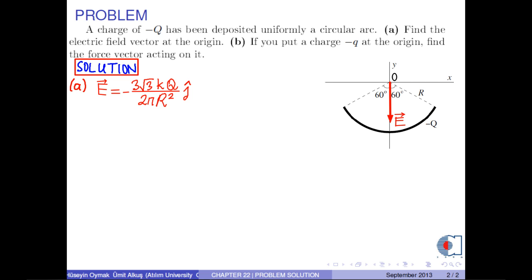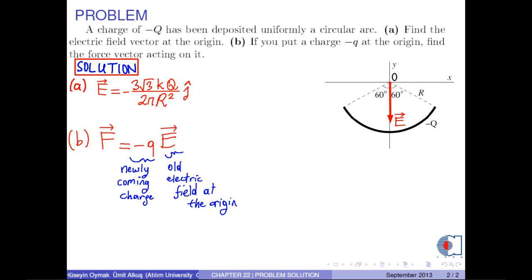B. If you put a charge negative q at the origin, find the force vector acting on it. The force vector is calculated by the formula negative q times E, where negative q is the newly placed charge and E is the old electric field at the origin. Therefore, we have simply 3 square root of 3 times k times q over 2 pi r squared j hat. That is, this is a repulsive force.